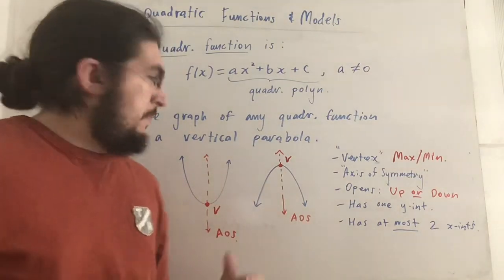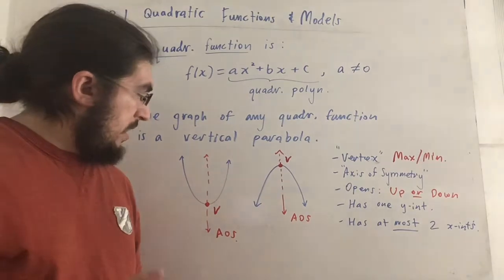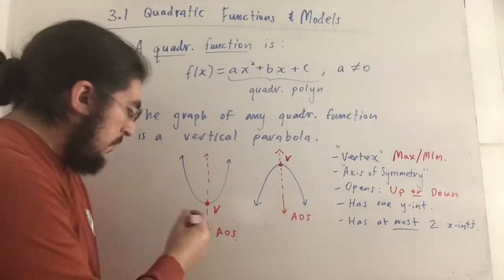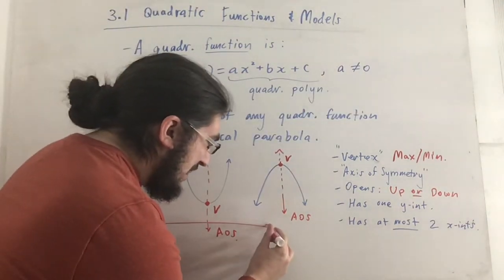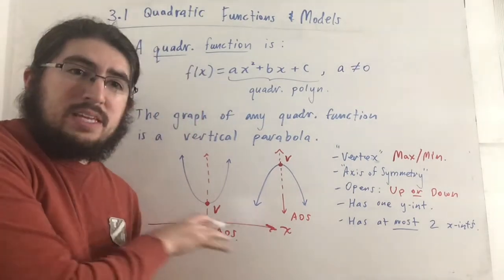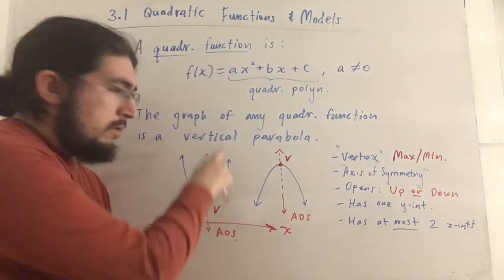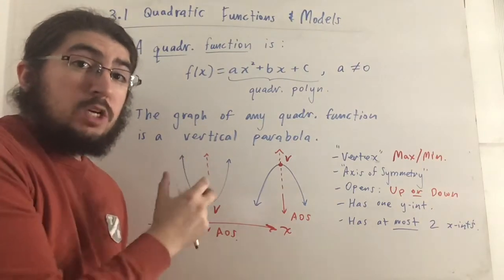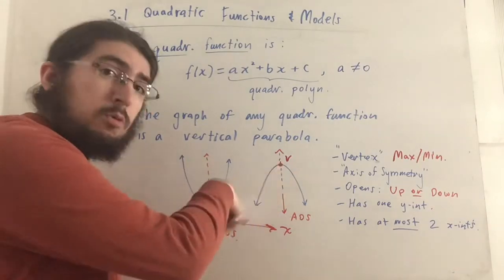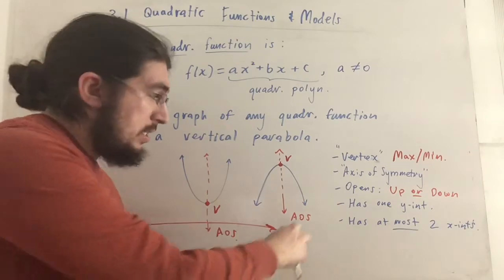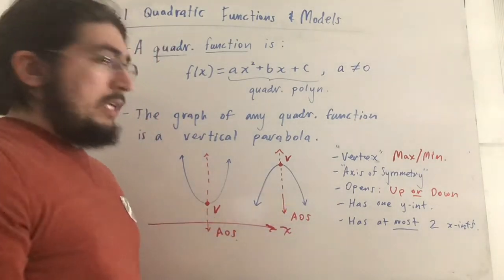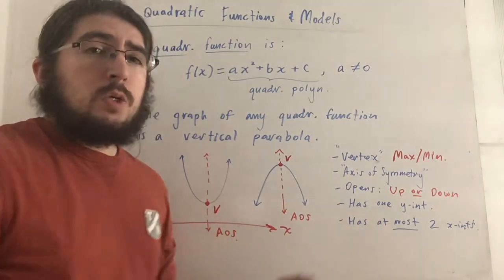X-intercepts, not so much. It kind of depends. And let me try to give you this idea here. So imagine for a moment that this is the x-axis. If this was the x-axis, notice that it doesn't pass through this parabola at all, so this parabola would have 0 x-intercepts. But for the downward case, it actually passes through it twice if you extend this further. So that's why I say it has at most 2 intercepts.